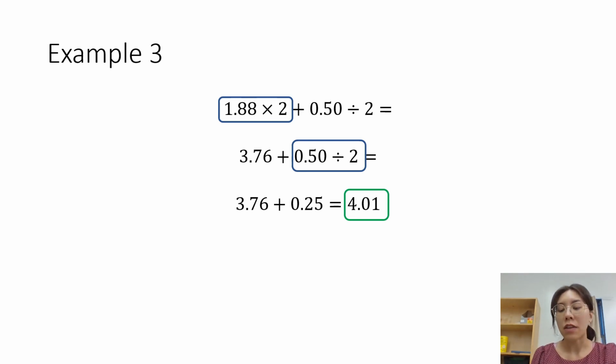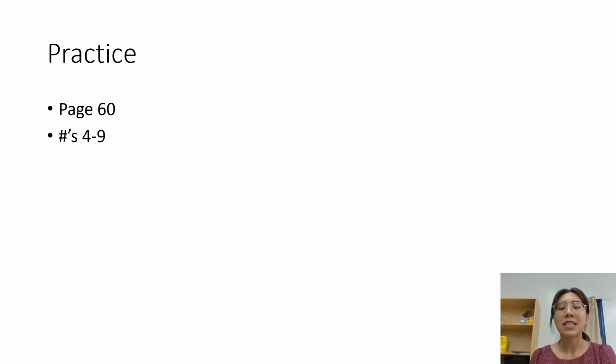Now that you have gone through the order of operations, remember, it starts with brackets, followed by exponents, followed by division and multiplication, and it depends on which one of those came first, followed by addition and subtraction. Again, for addition and subtraction as well, it depends on which comes first, and that's the one you're going to do first. So as practice for what we have just learned, I want you to go to page 60 and complete numbers 4 to 9.